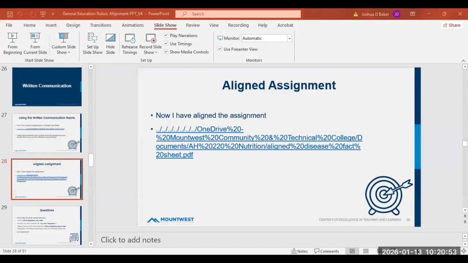So for the aligned one, I'm telling them why I'm going to do it. And this goes along with my accreditation.